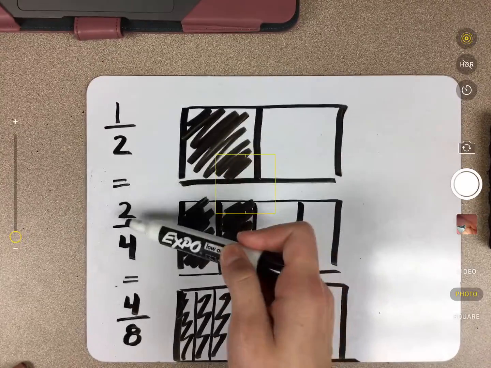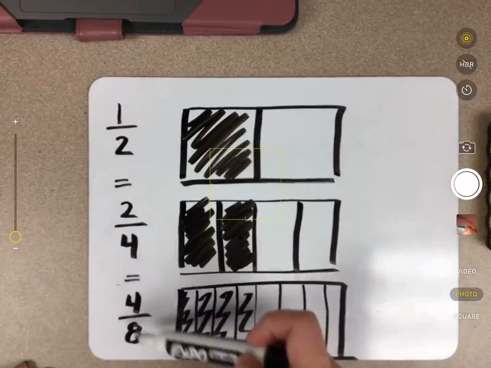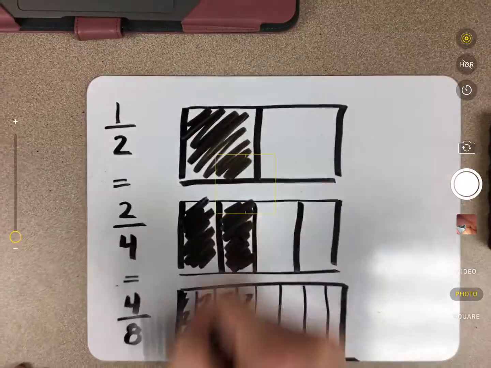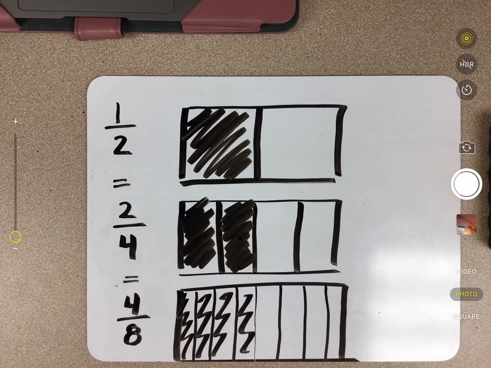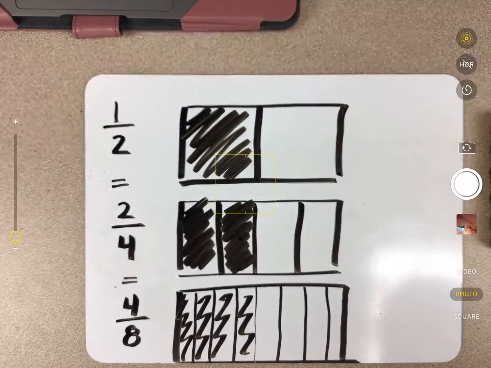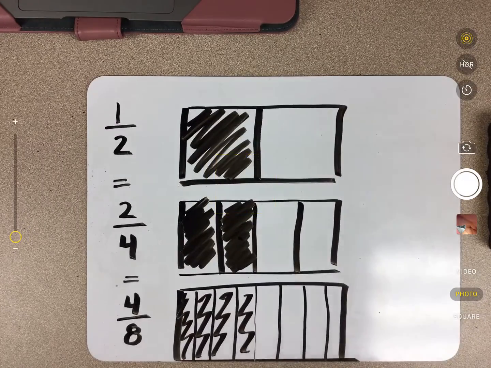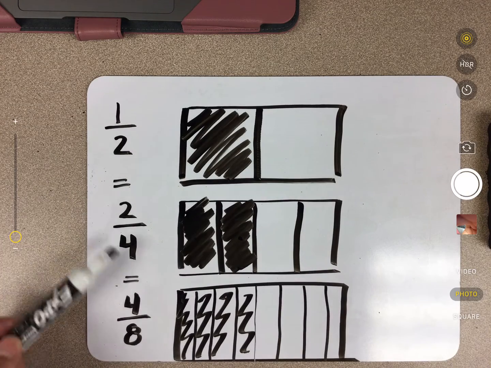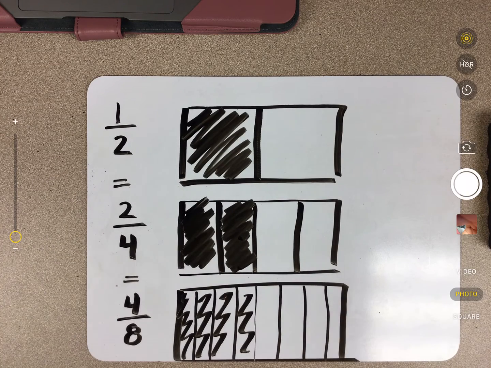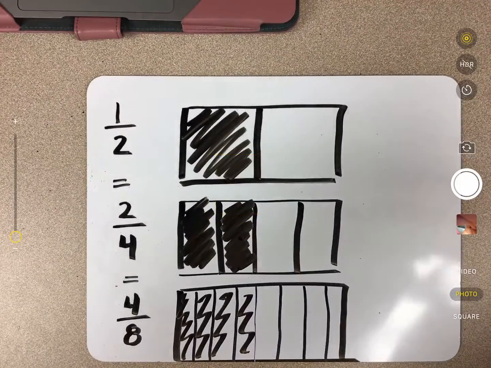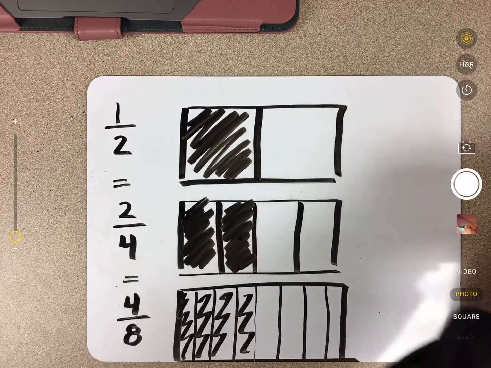So 1/2 is equal to 2/4, and 4/8 is equal to 2/4 and 1/2. All of these fractions are equivalent. So we have more than one fraction on our paper, but they are all equivalent. Think about how the shape changed as we partitioned it into more parts.